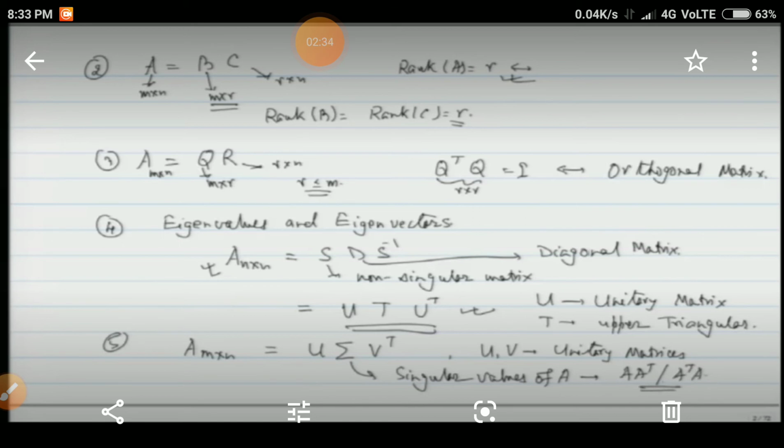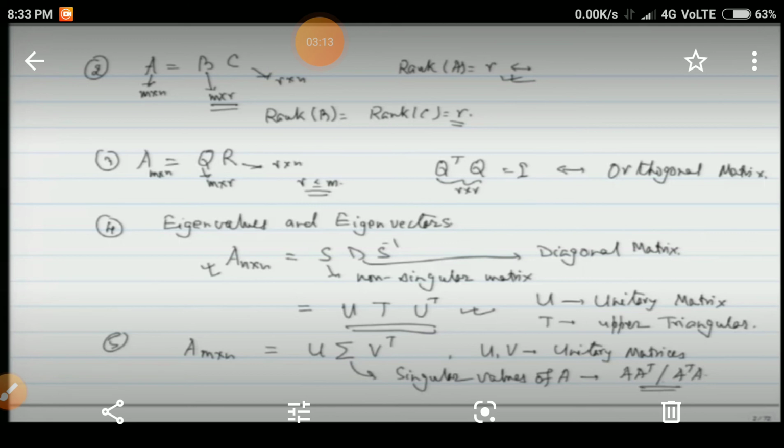In the third method, we write A as the product of two matrices QR, where Q is an m by r matrix and R is an r by n matrix, where we consider r less than or equal to n, and further Q transpose into Q, that is an r by r matrix, becomes equal to I. Such matrices Q, we know, are orthogonal matrices. That means we are going to represent A as a product QR, where Q is an orthogonal matrix.